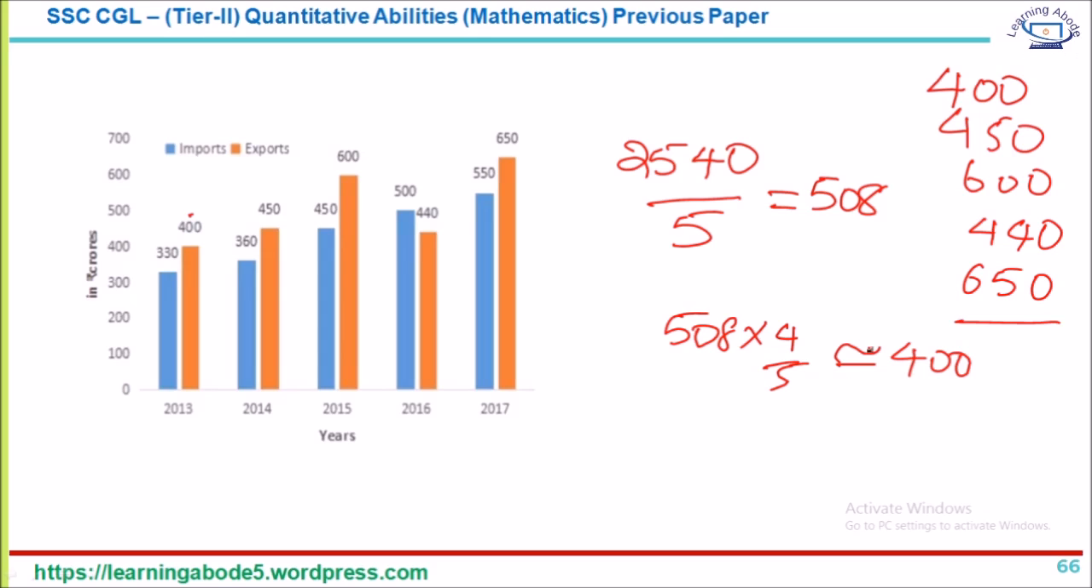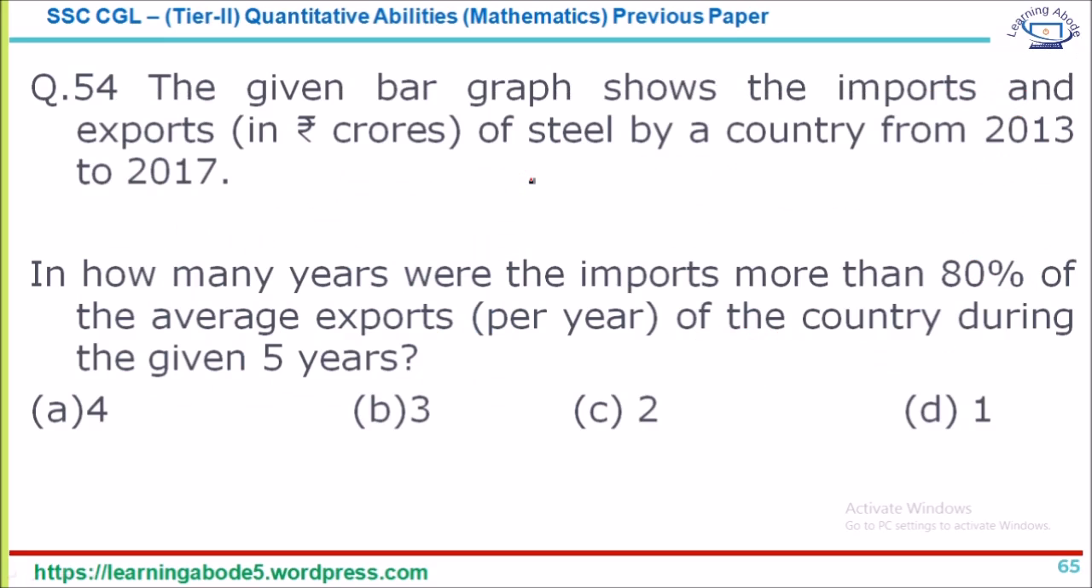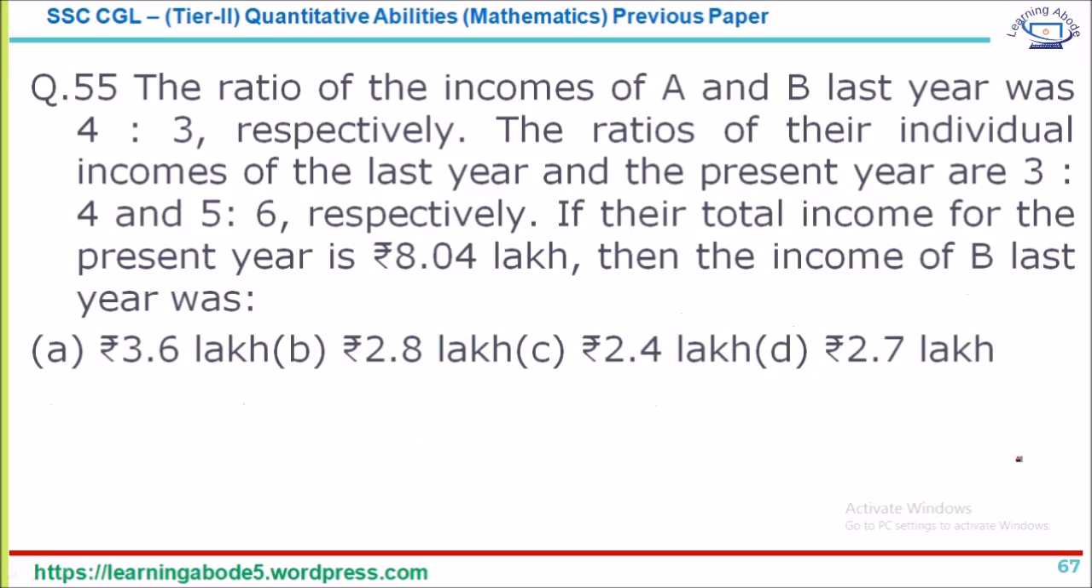So in how many years is the import more than 4/5 of the average? That is this year, and this year. That's like 3 years. So that's more than 80% of average exports, for 3 years. That's answer option B, right? So now question number 55.